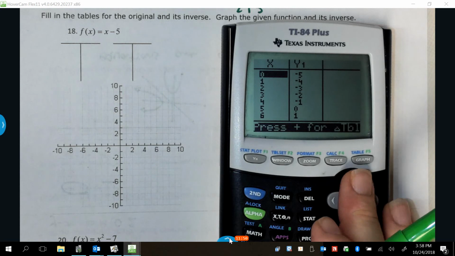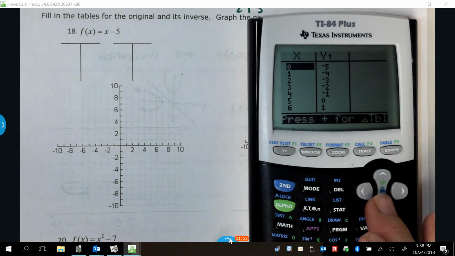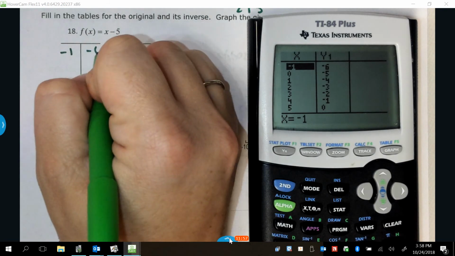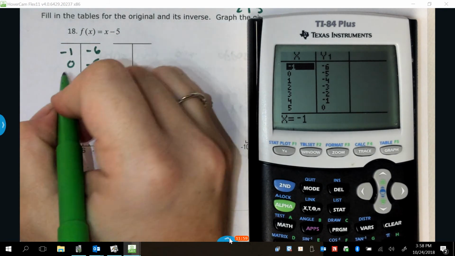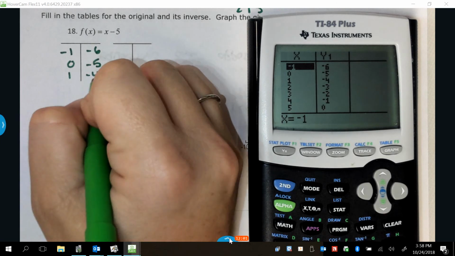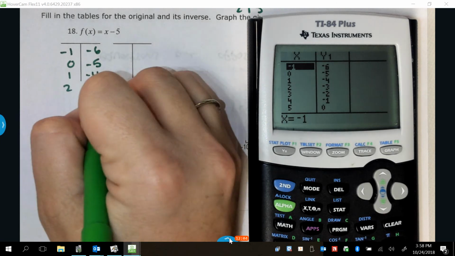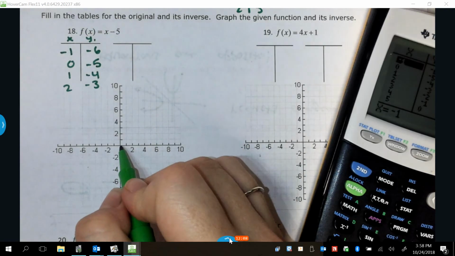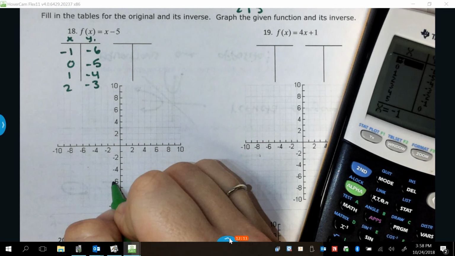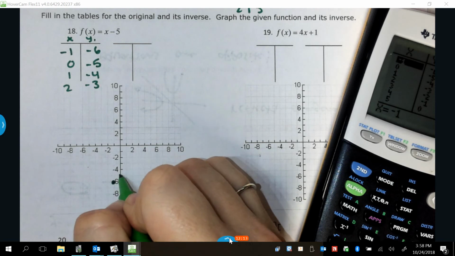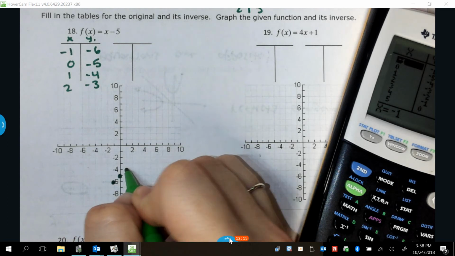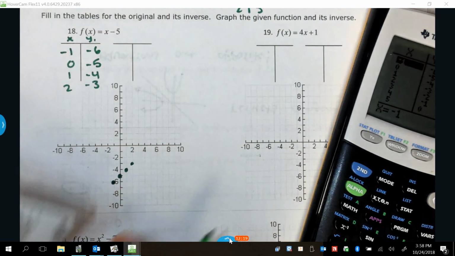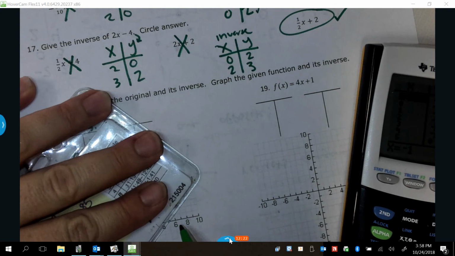So we'll do just any points really. Negative 1, negative 6; 0, negative 5; 1, negative 4; and 2, negative 3. This is my x and this is my y. So this is my line of the original. I'm going to use my ID badge to draw a straight line because I know it's linear.